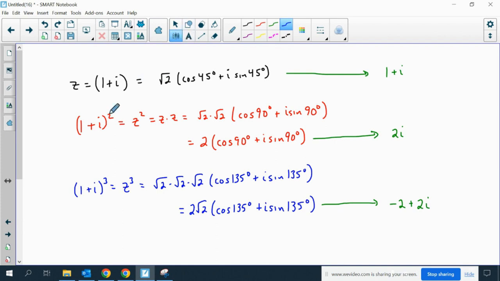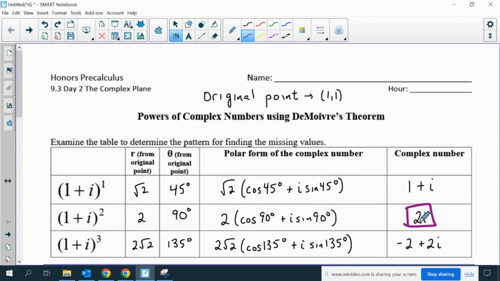What we learned in the last video is that if I have a complex number multiplied by a complex number, I just take the radii and multiply them together, and then I add the angles. So if I have (1 + i) squared, that's like saying this number multiplied by itself. So I take the radius times the radius, and then the angle 45 plus the angle 45. So I end up with 2 (cos 90 + i sin 90). Since cos 90 is 0 and sin 90 is 1, I end up with the exact same answer that I got when I multiplied it together in regular complex form.